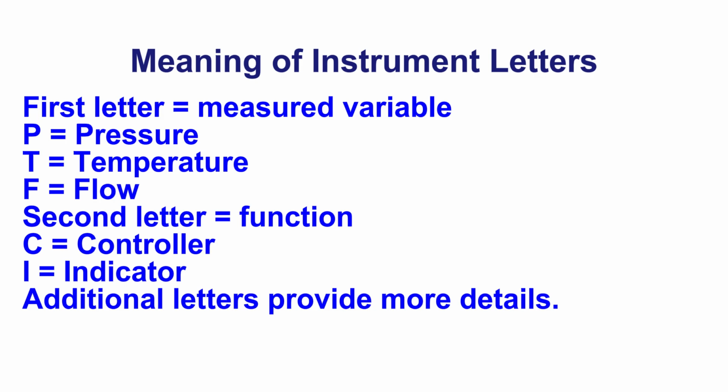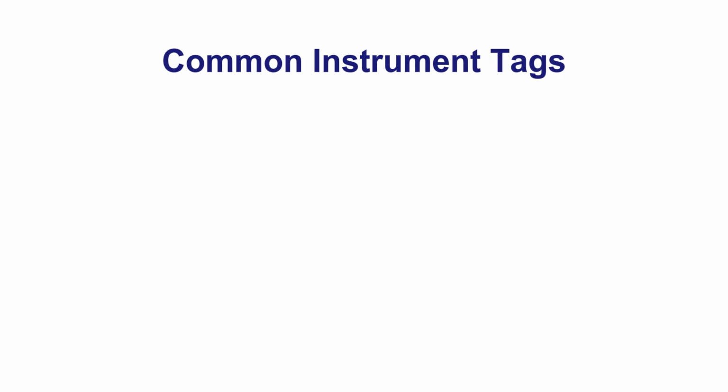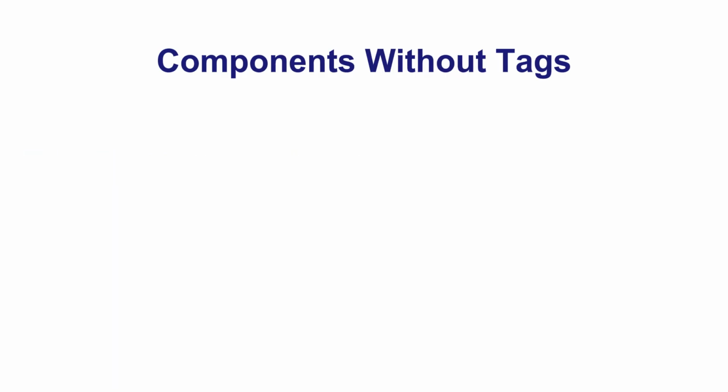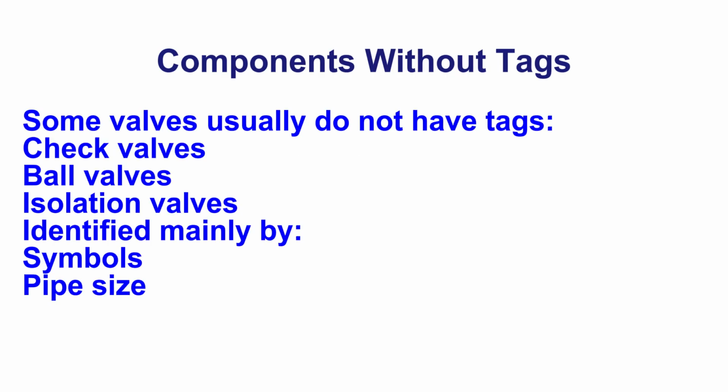Now here's something very useful. The lines inside or around the instrument symbol tell you where it's located. No line means the instrument is installed in the field. A solid line means it's in the main control room. A dashed line shows it's in an auxiliary control room. Double lines indicate local panels or local control rooms. This helps you quickly understand where the device is physically placed.